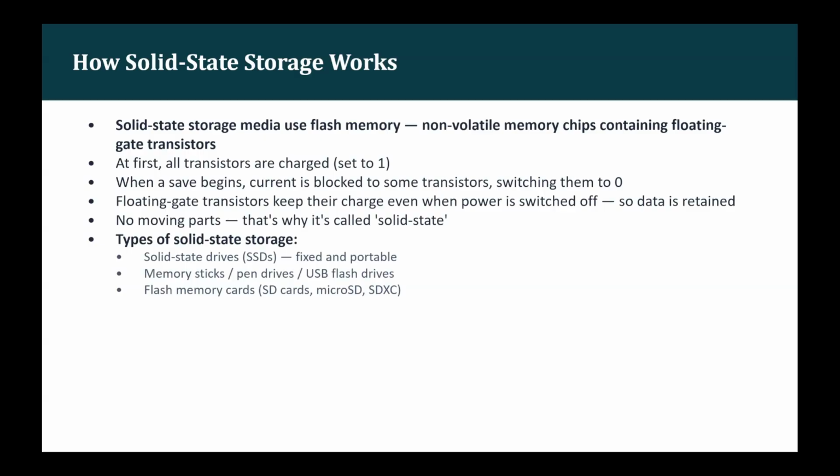There are three types of solid state storage media that you should know. The first one is solid state drives, then memory sticks, pen drives and USB flash drives, and flash memory cards, for example SD card, micro SD and SDXC. Solid state drives are of two types, fixed and portable ones.